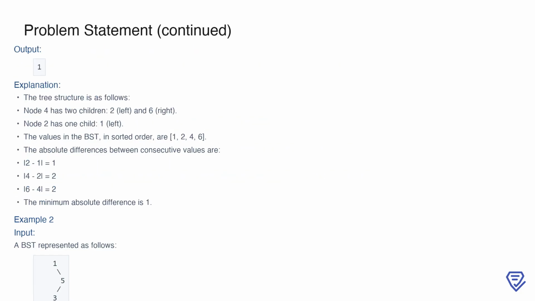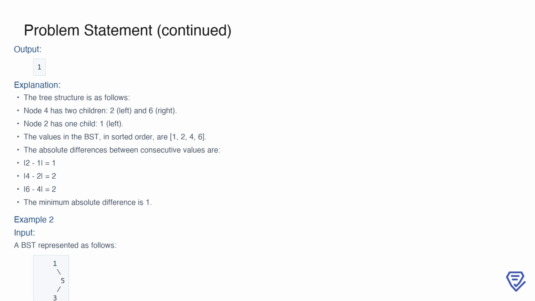Here's our first example. The given BST has the following structure. The root node is 4, with 2 as its left child and 6 as its right child. Node 2, in turn, has 1 as its left child. To solve the problem, we first extract the values from the BST in sorted order, which gives us 1, 2, 4, 6. Then, we compute the absolute differences between consecutive values: 2 - 1 equals 1, 4 - 2 equals 2, and 6 - 4 equals 2. Among these differences, the smallest is 1. Thus, the output for this example is 1.